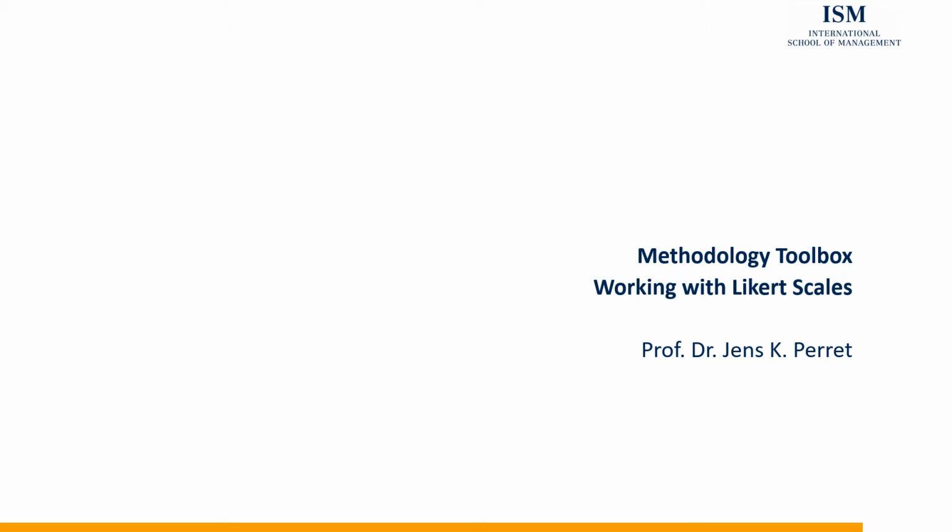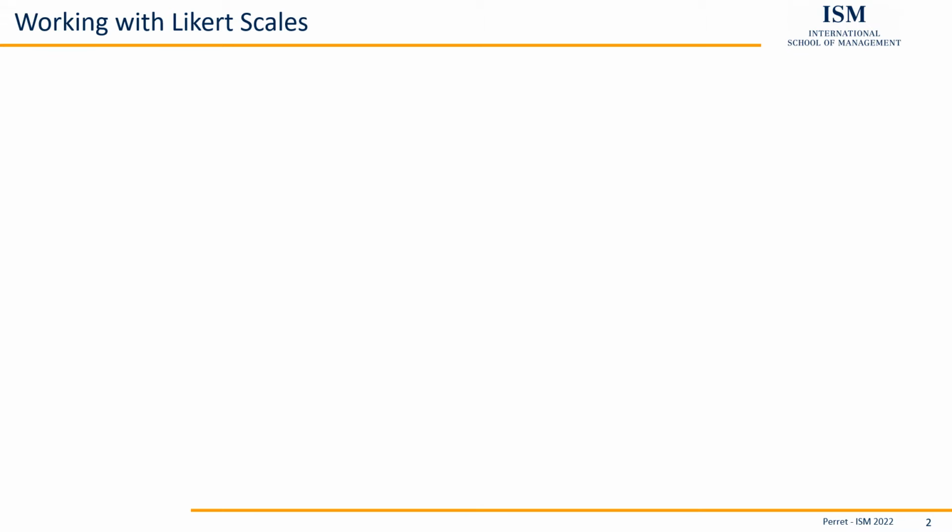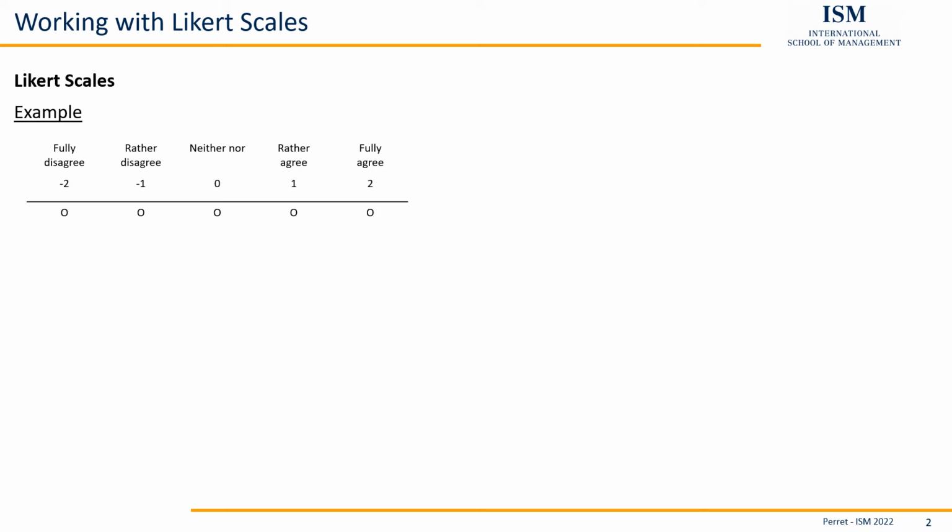This time I'm going to talk about how we can work with Likert scales. So if you included a Likert scale in your questionnaire, in your survey, what can you actually do with the data you collected? For this, let's have a short look at what a Likert scale usually looks like. Could be something like this. You have 5 possible answers from fully disagree, rather disagree, neither nor, rather agree, fully agree.